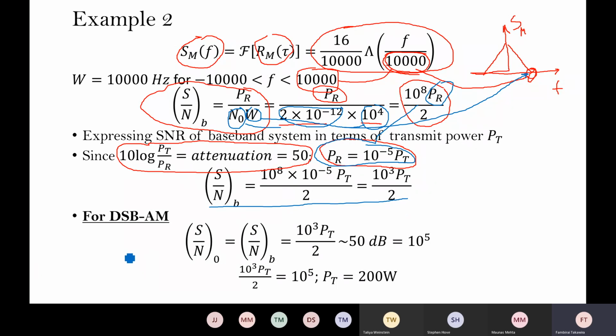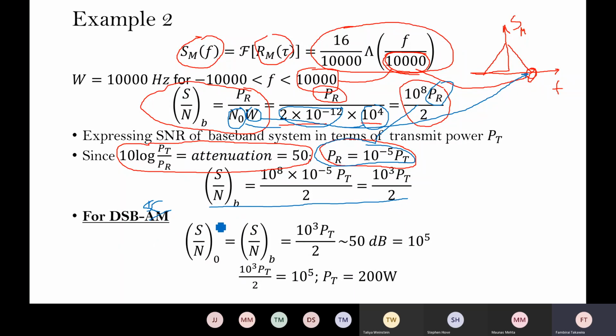For DSB, again, in the exam, I will actually give this not as DSB AM, but DSB suppressed carrier. So I'll be very explicit: that is DSB suppressed carrier, DSB full carrier, and SSB. Those are the 3 schemes we looked at.